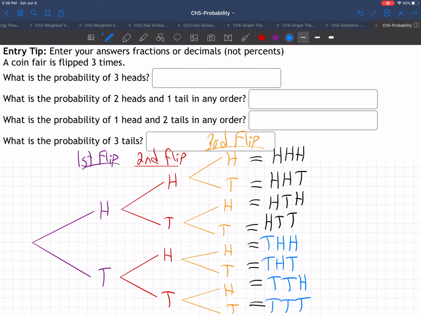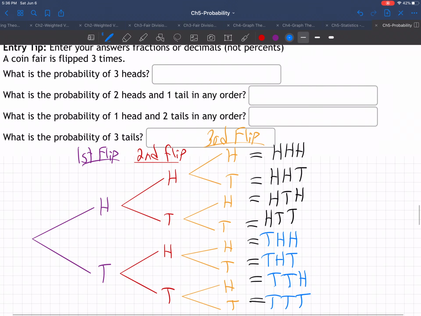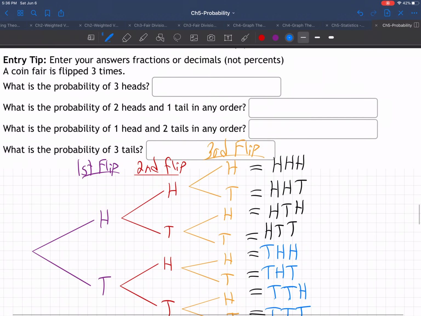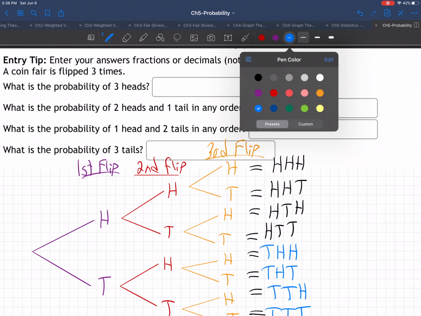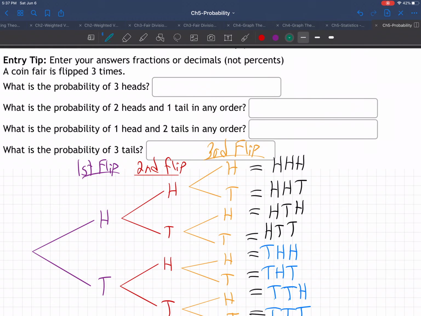Okay, so if you count those, that's 8 different things that can happen when you flip a coin 3 times. So every flip is a new branching. So let's answer their questions now, for they have asked us some things. What is the probability of getting 3 heads? Well, 3 heads is right there. So that's 1 out of the 8 different things that can happen.